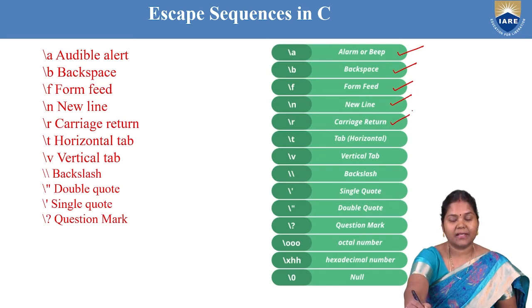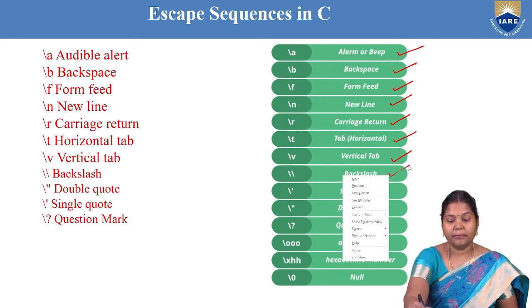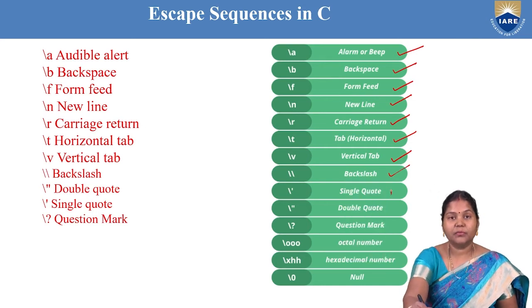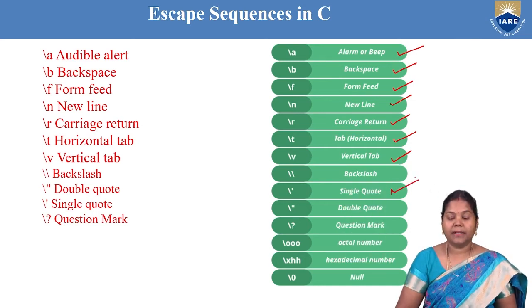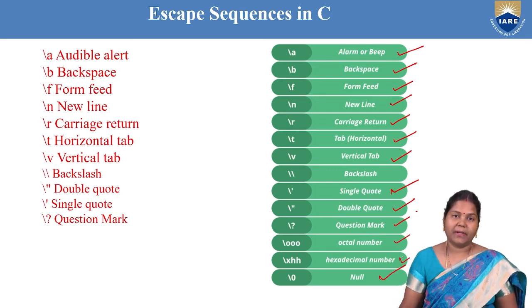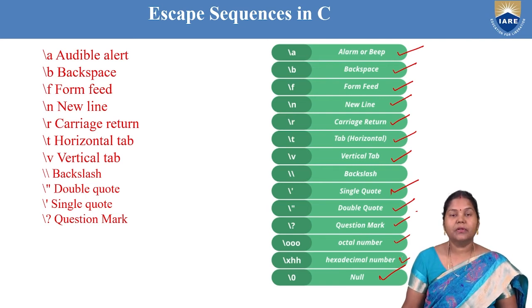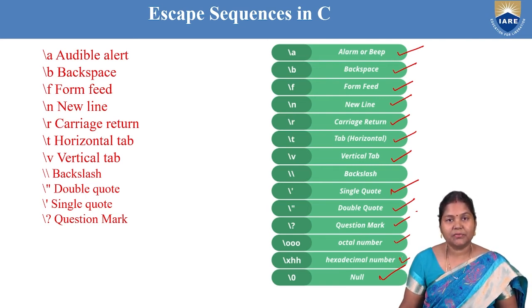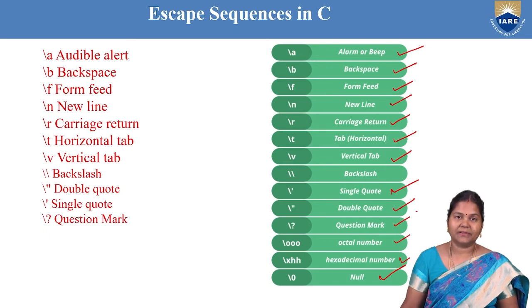Backslash r for carriage return. Backslash t is for tab. Backslash v is for vertical tab. If you want to display a backslash in the output, then backslash backslash, followed by, if you are displaying a single quote, backslash single quote, or double quote or a question mark, which will be visible in your output. Then for octal number, for hexadecimal number, for a null character, backslash 0, and so on. These are the different escape sequences used in C language.